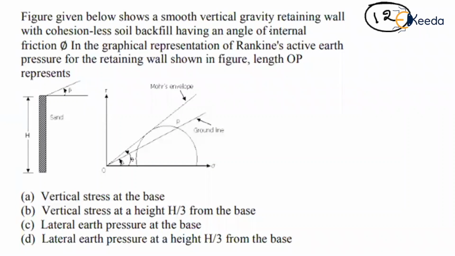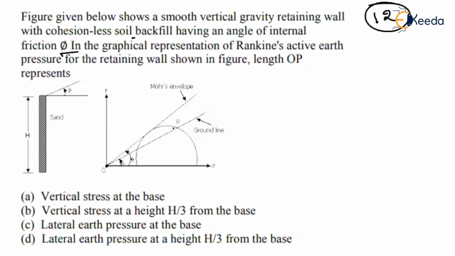So what is the given data? The figure given below shows a smooth vertical gravity retaining wall with cohesionless soil backfill. Okay, the angle of friction is given. If the graphical representation of Rankine's earth pressure for the retaining wall is as shown in the figure, length OP represents.